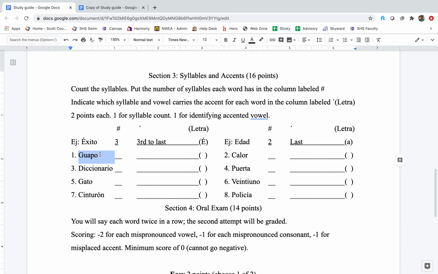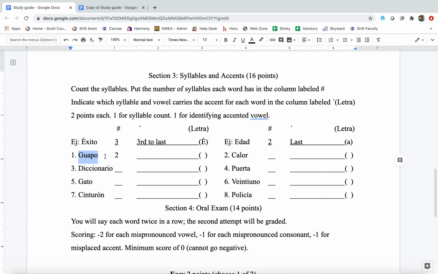So this word, we're looking at it, has a diphthong because we have a weak vowel next to another vowel. So that's one syllable. Remember, diphthongs are one syllable. And then we have an isolated vowel, which is also a syllable. So we have 2 syllables in this word. Then we need to figure out where the accent is.